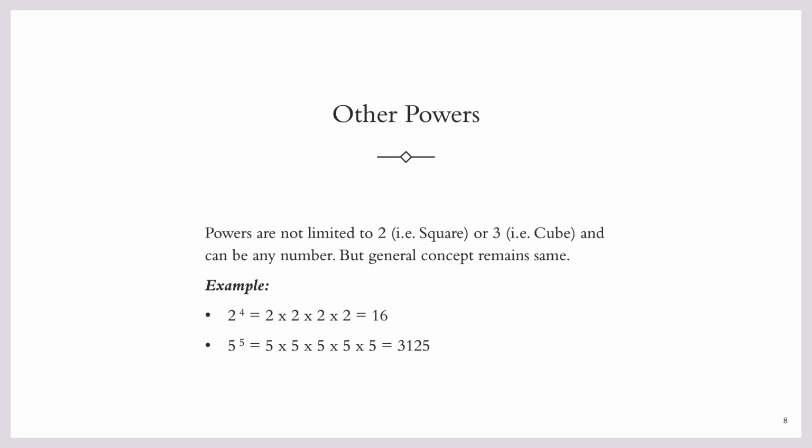Now let's talk about some other powers. Powers are not limited to 2, that is a square, or 3, that is cube, and can be any number. But the general concept remains the same. For example, 2 to the power 4 would mean 2 is multiplied by itself 4 times, 2 times 2 times 2 times 2. This is 16. Similarly, 5 to the power of 5 would mean 5 is multiplied by itself 5 times. So 5 times 5 times 5 times 5 times 5 would equal 3125.